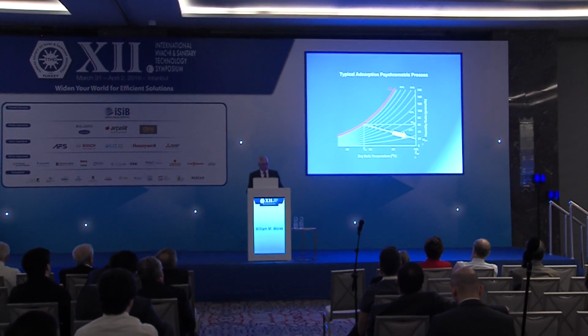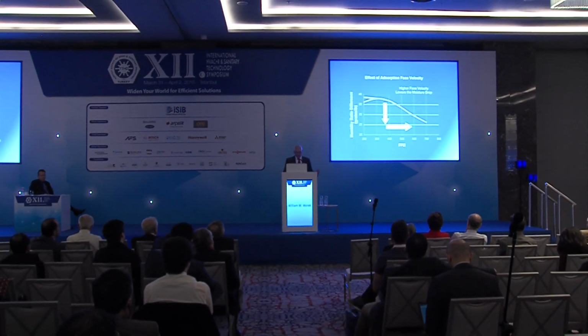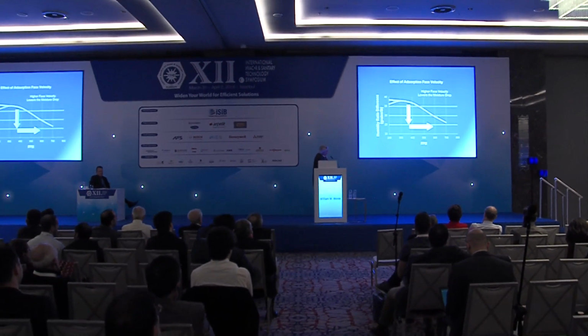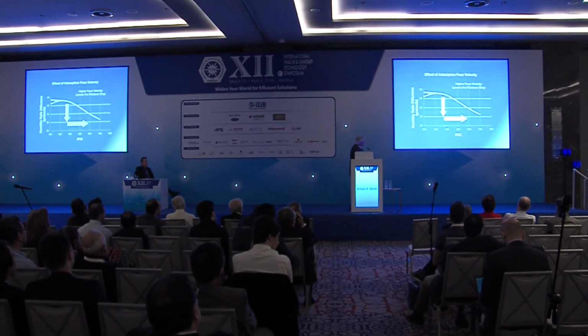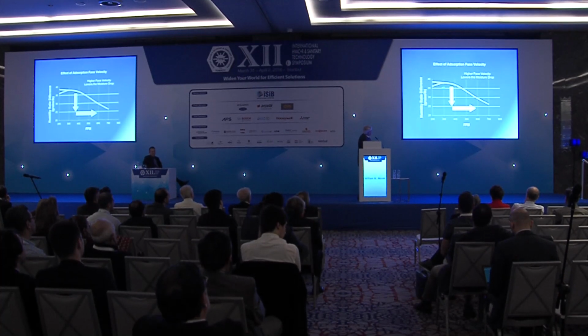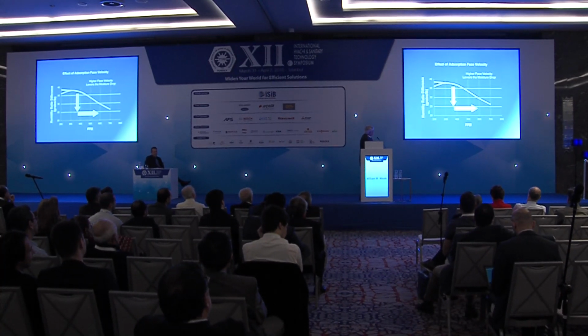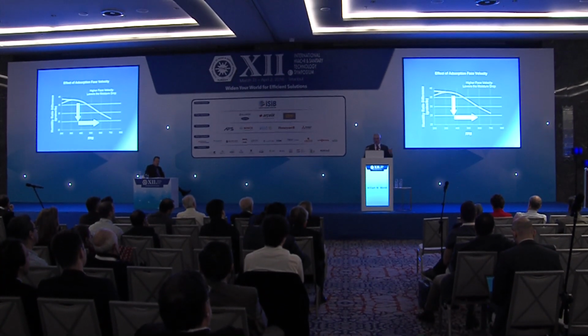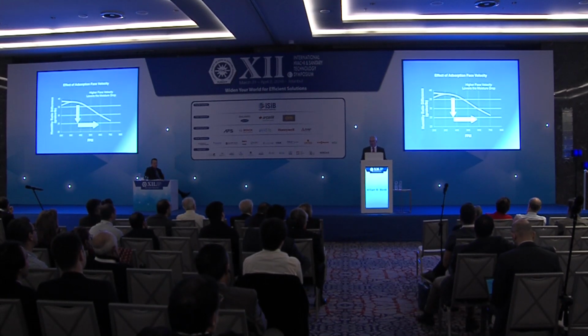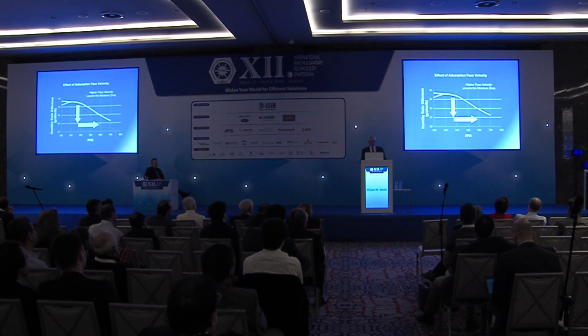So this is the process we're looking at. What happens is as we increase the face velocity in the wheel, we actually will get lower difference in humidity ratio. Okay, so in other words, if I want very dry air, I will want slow airflow. Dry air equals slow airflow.